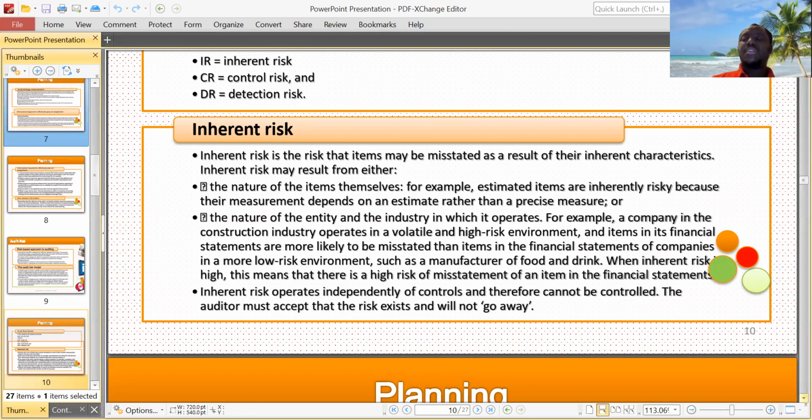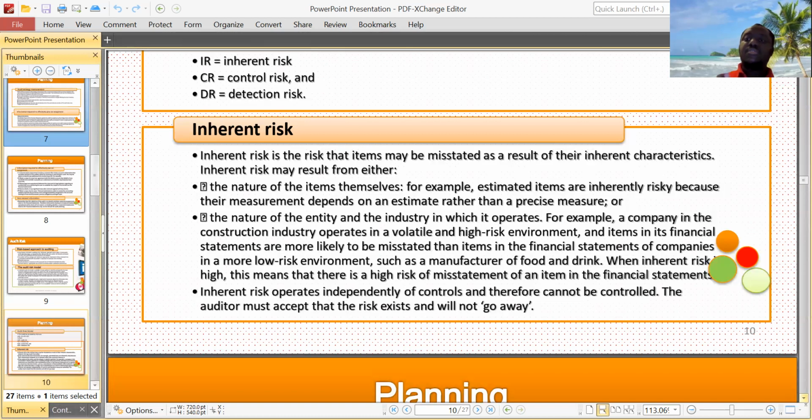They operate in a high-risk environment because in the construction industry, because of the intensive capital nature, people borrow to fund projects, and it's possible that they may not be able to pay back and all of that. So there's some risk. Every industry has their own risk. So the risk is inherent in the nature of the entity and the industry in which it operates.